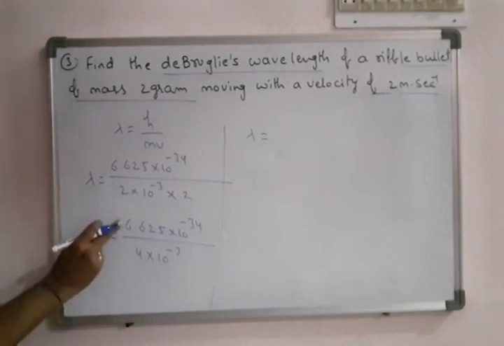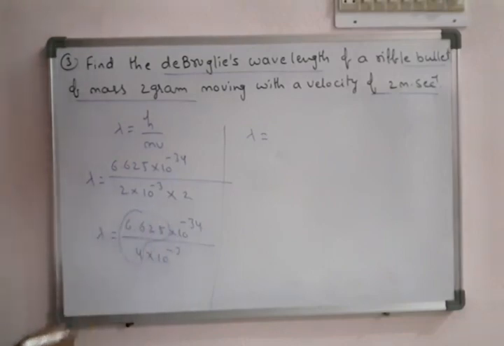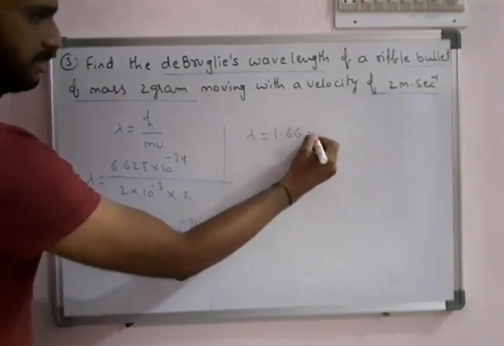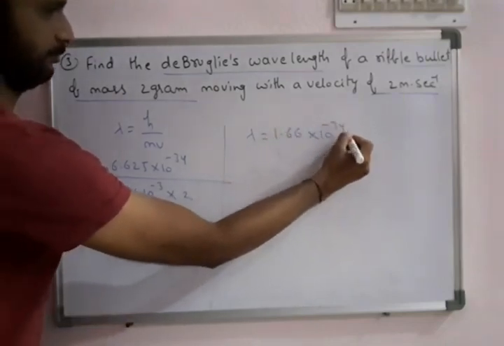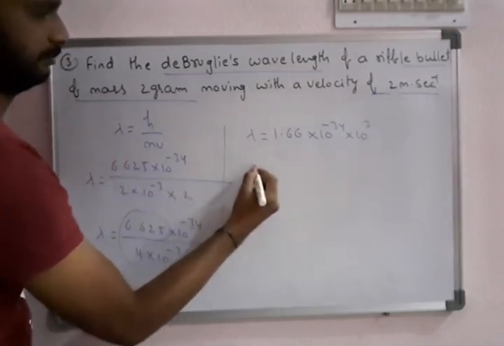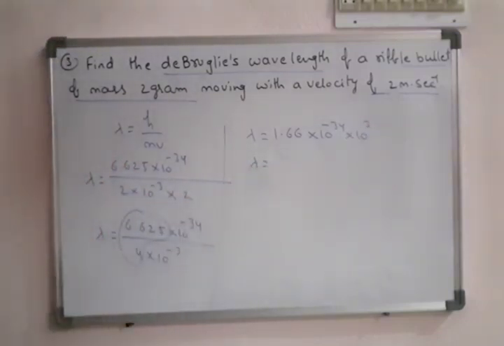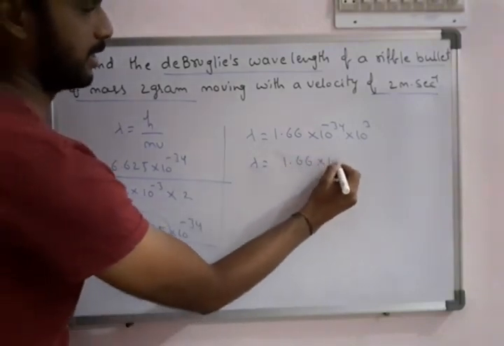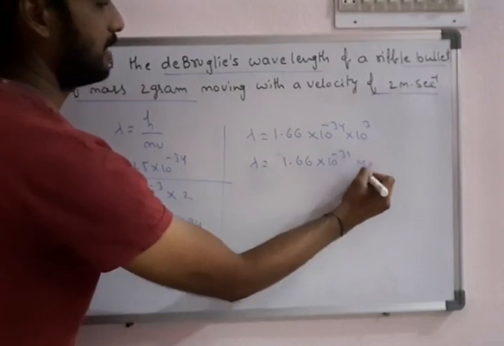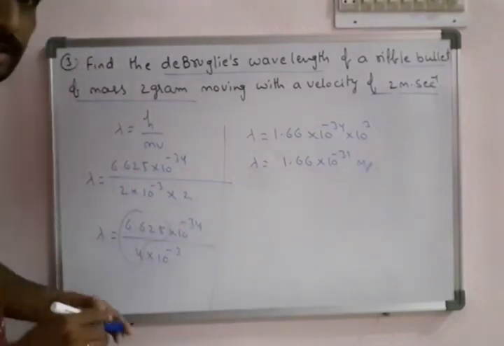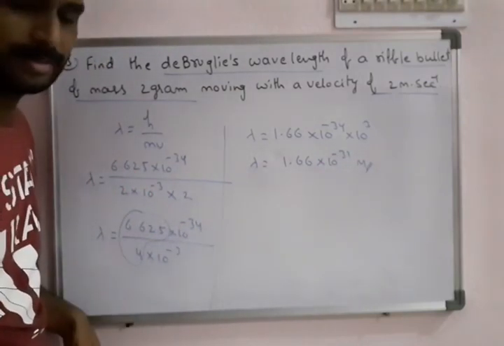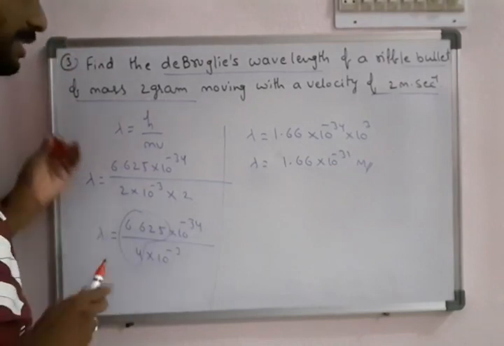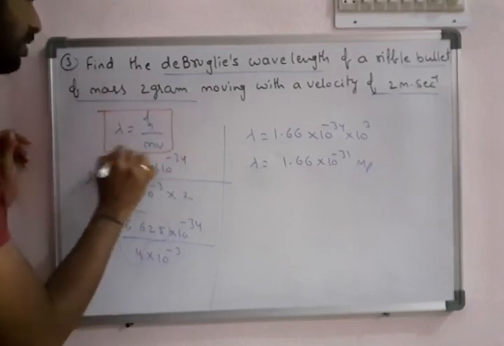So here, 6.625 by 4 approximately, we will get 1.66. So finally the lambda is 1.66 into 10 to the power of minus 31 meters. As we are following the total SI method, lambda must be in meters. Okay, so simple one. Just remember this formula for all these calculations and take care of units.